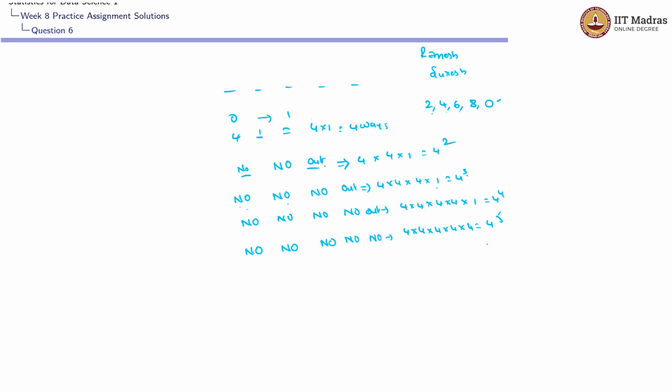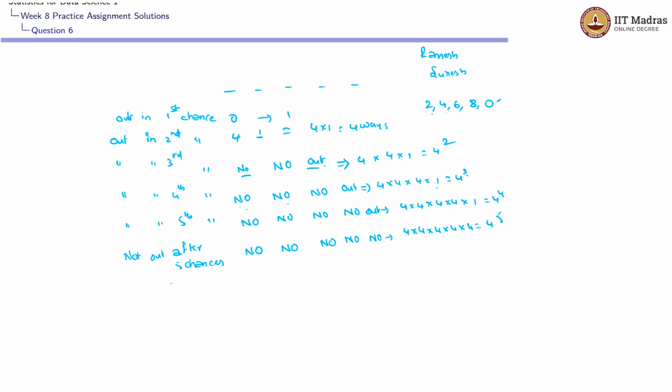So these are all the total ways in which Ramesh could play his game. That is, he could get out in the first chance, or he could get out in the second chance. This is out in the first chance. Similarly, out in the second chance, out in the third chance, out in the fifth chance, not out after 5 chances.